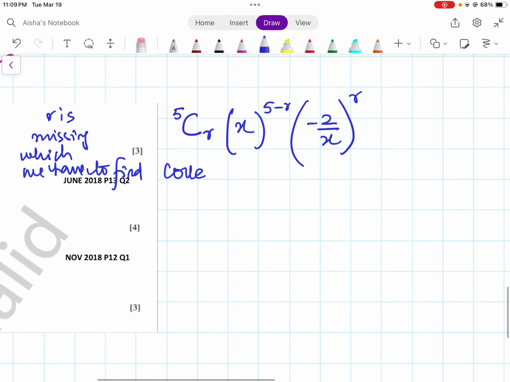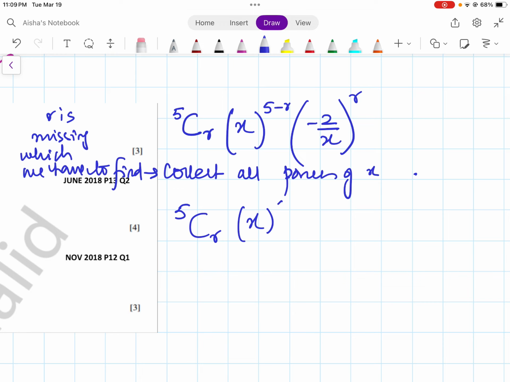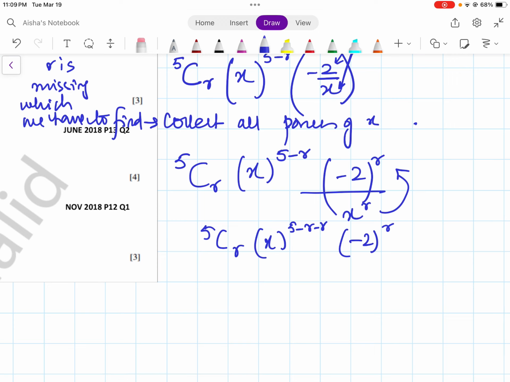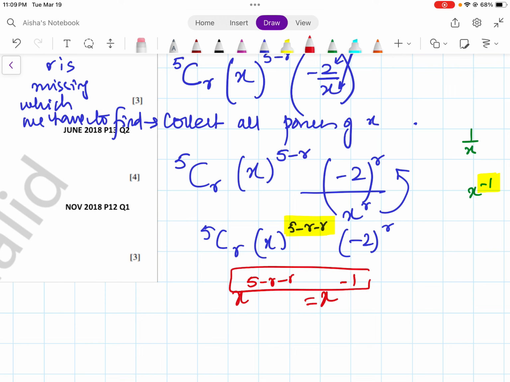How? Collect all powers of x, meaning this power 5 minus r minus 2r, and the x to the power r in the denominator goes up with x. Now, you want x to the power minus 1, because that's the coefficient of 1 upon x. That means the powers of x should be equal to x to the power minus 1.